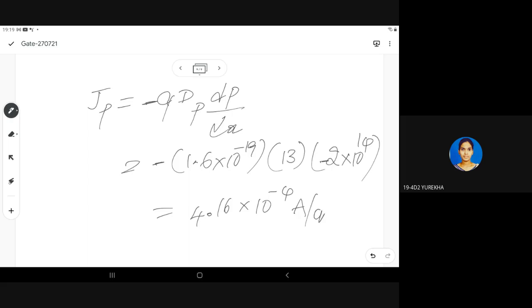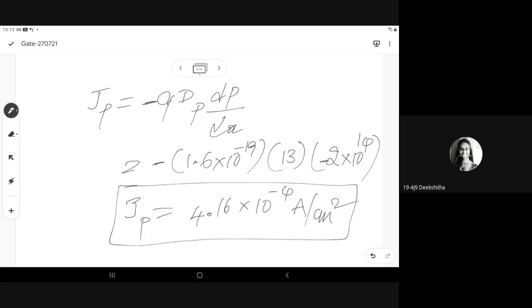Current per area, J, is equal to I by A, in amps per centimeter square. Check out whether you got this answer. Yes, sir, same. So like this, we are able to calculate the diffusion current either in terms of volts or electrons.